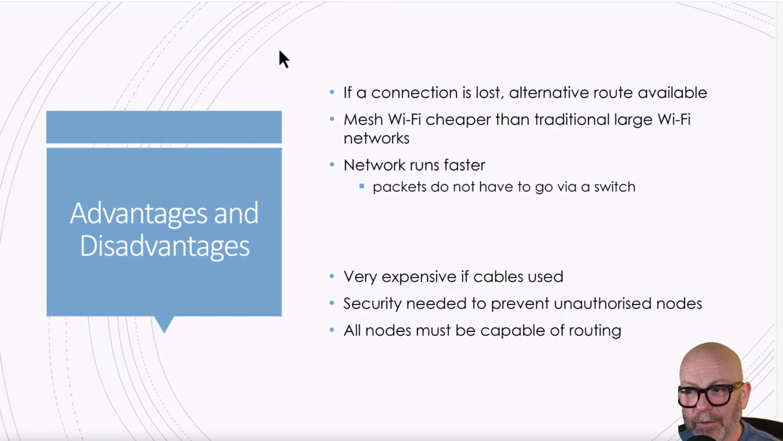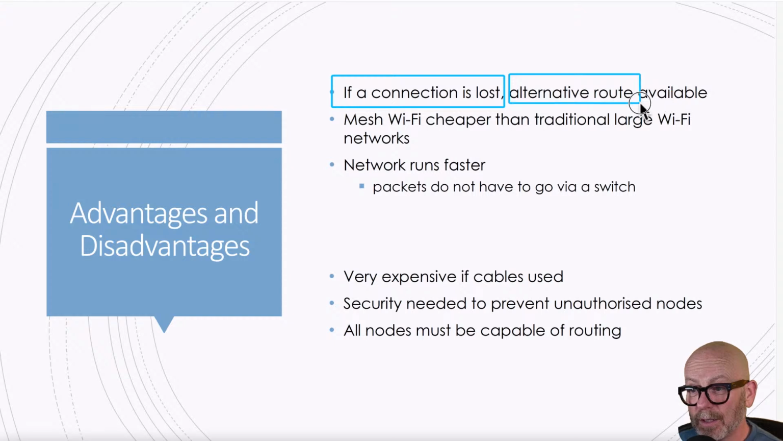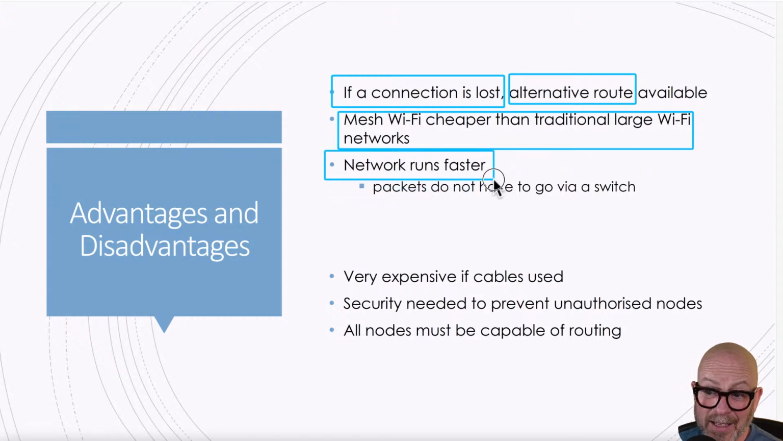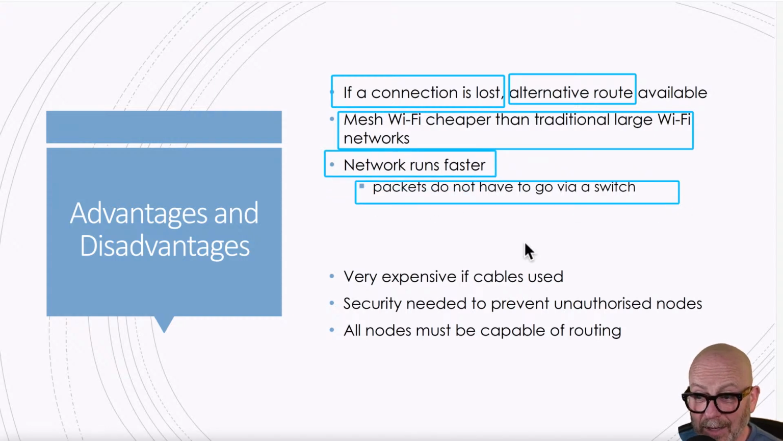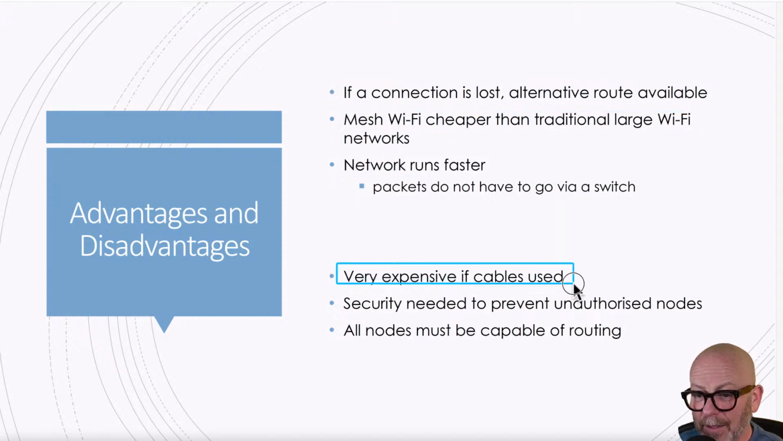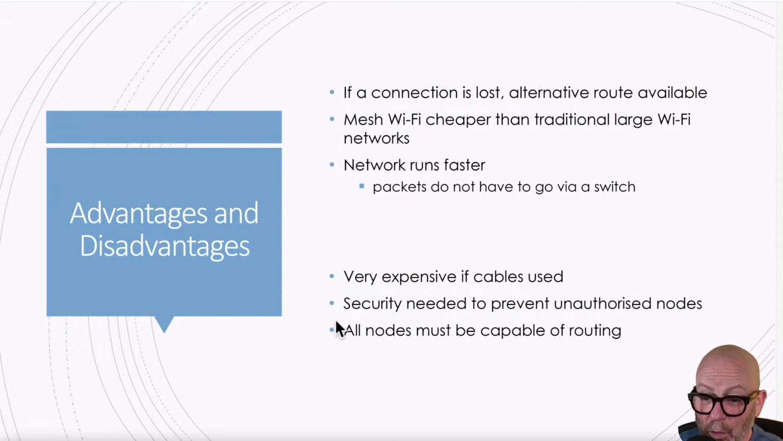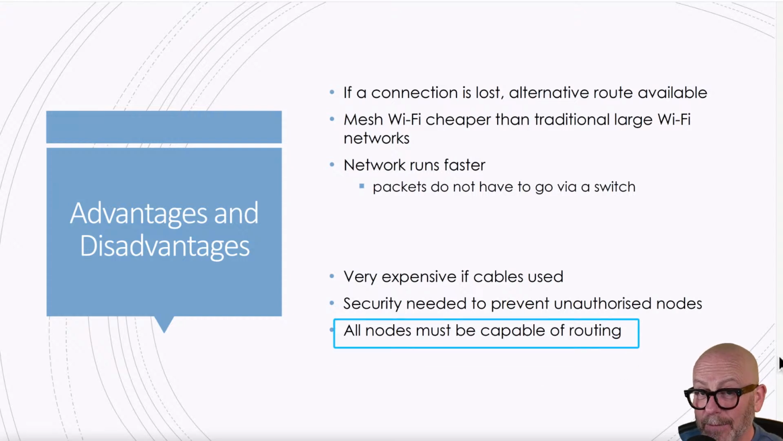So, pros and cons. In the case of a mesh network, if a connection is lost to one node, an alternative route can be used, okay? Mesh Wi-Fi is cheaper than traditional large Wi-Fi networks, and it runs quickly because packets don't have to go via a switch. However, if you're using cables, it's expensive. If you're using wireless, it's less expensive. But you do need security to prevent unauthorized nodes being added, and all nodes in the network need to be capable of routing.